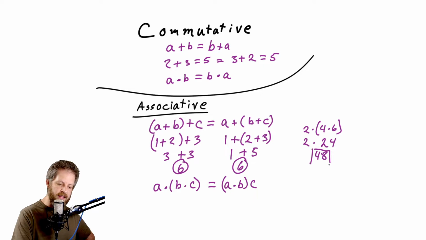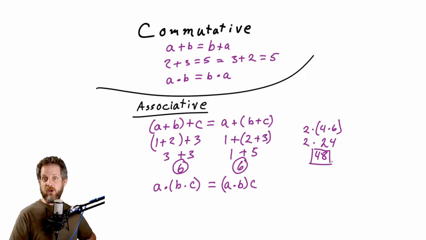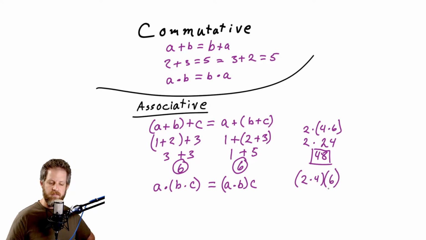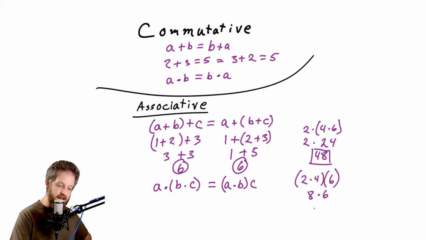So let's think about it. Let's group it the other way. Associate it the other way for the associative property. 2 times 4 and then times 6. Well, 2 times 4 is 8. And 8 times 6 is 48. So see, it works either way.